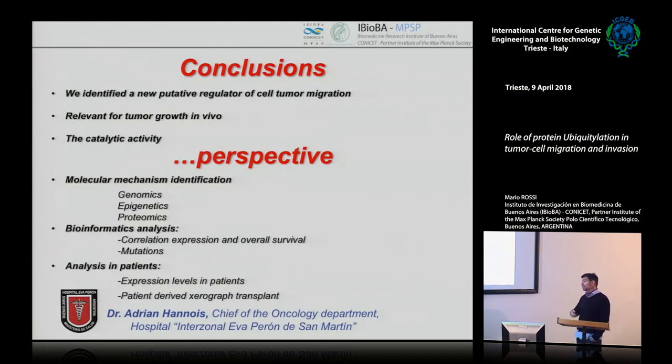We will also try to dig deep into the molecular mechanism, and we are working with the chief of the oncology department of one of the hospitals in Buenos Aires to see whether there is a differential expression of USP19 in different tumor samples from patients and see how much we can relate to that.